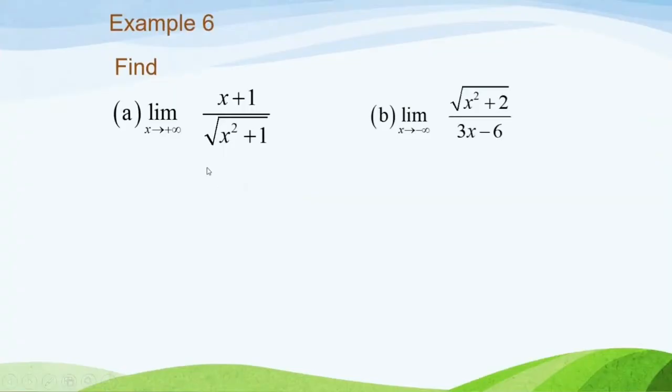Example 6. Find the limit as x approaches positive infinity of x plus 1 over the cube root of x squared plus 1, and the limit as x approaches negative infinity of the cube root of x squared plus 2 over 3x minus 6.